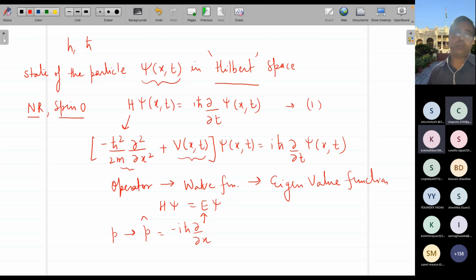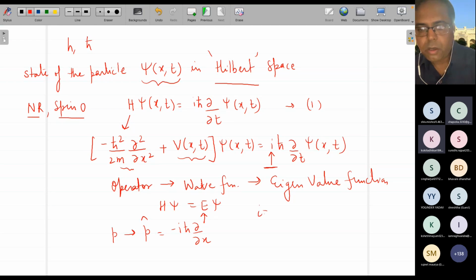But what has this brought into the picture? One, that this psi was living in the Hilbert space. Two, there is something which is built into quantum mechanics, which is this i. What is this i? It's a complex number, root over minus 1, iota.